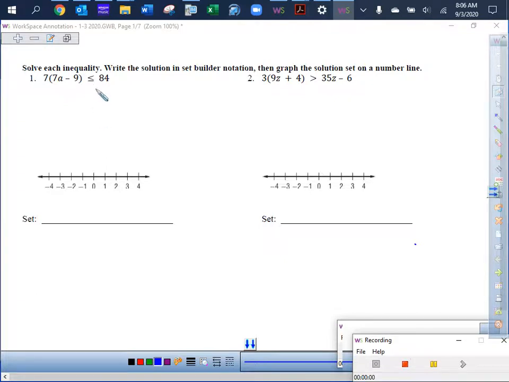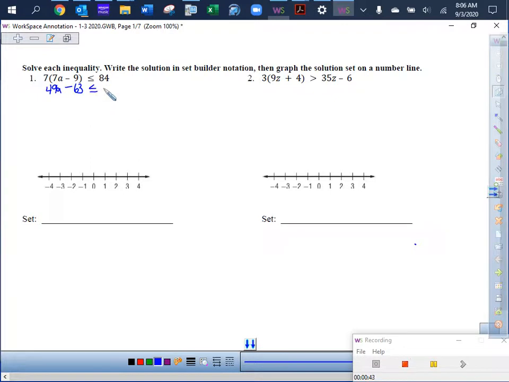So what is this symbol right here? Is that a less than or equal to, or is that a greater than or equal to? That's a less than. They want us to solve for A and figure that out. So let's clean this up. Let's distribute the 7. You can punch stuff in also if need be.